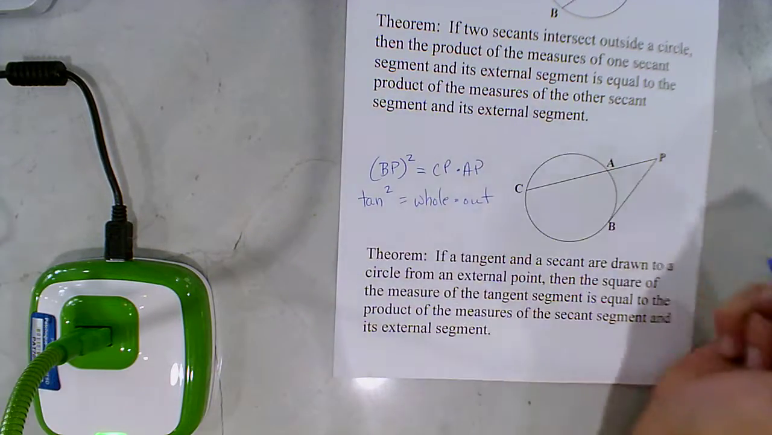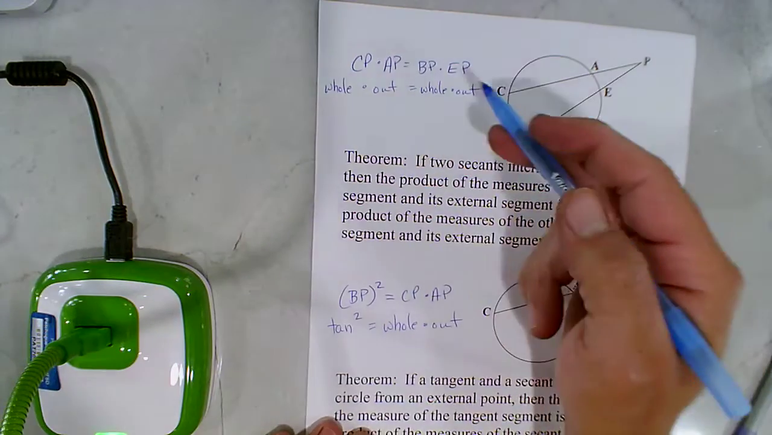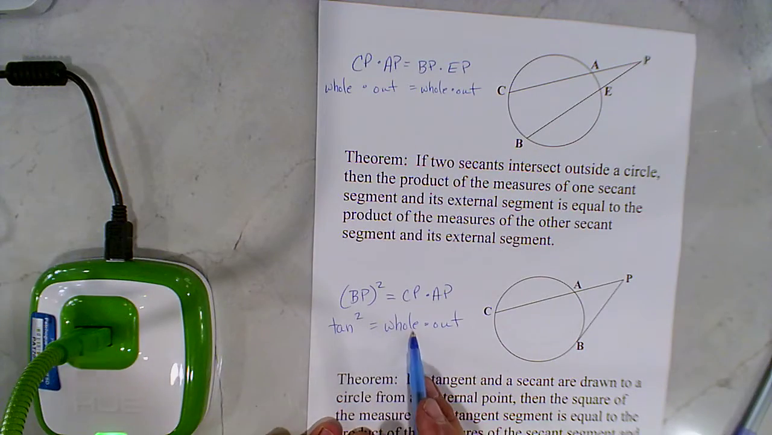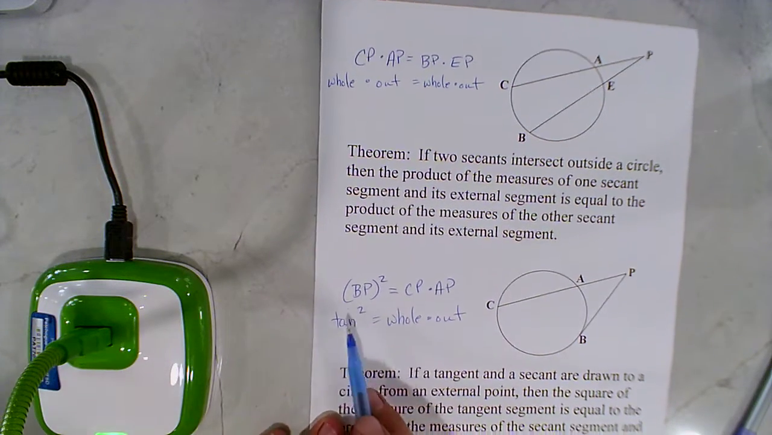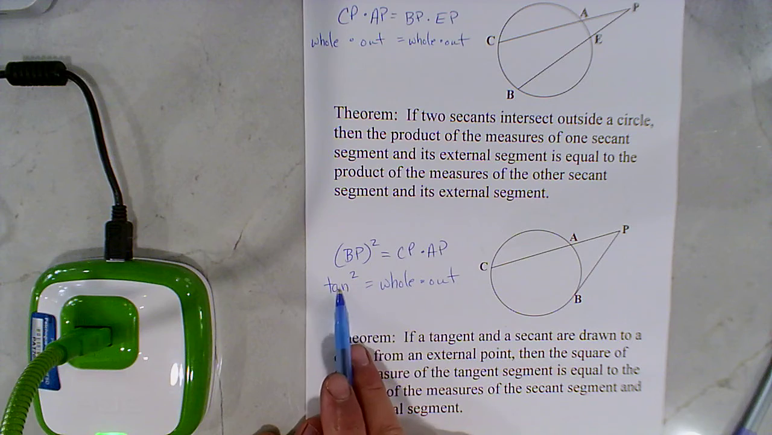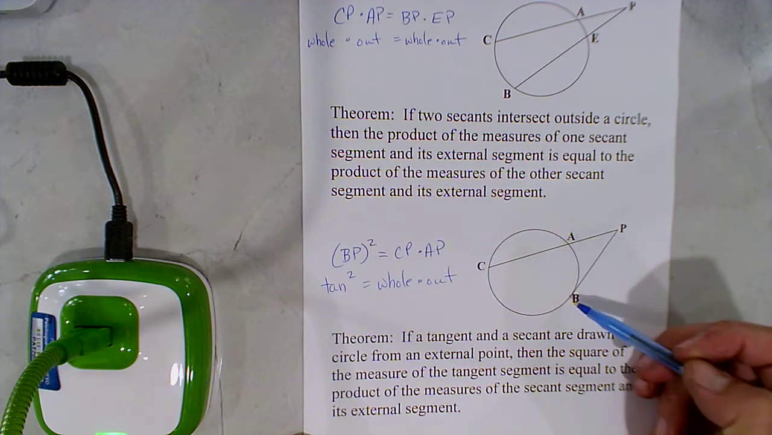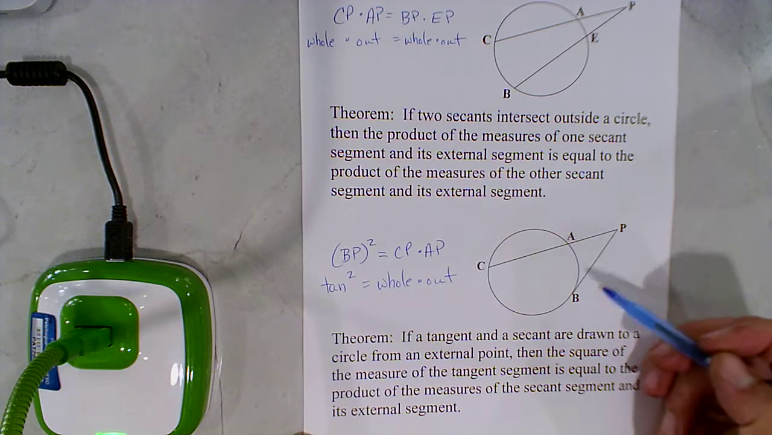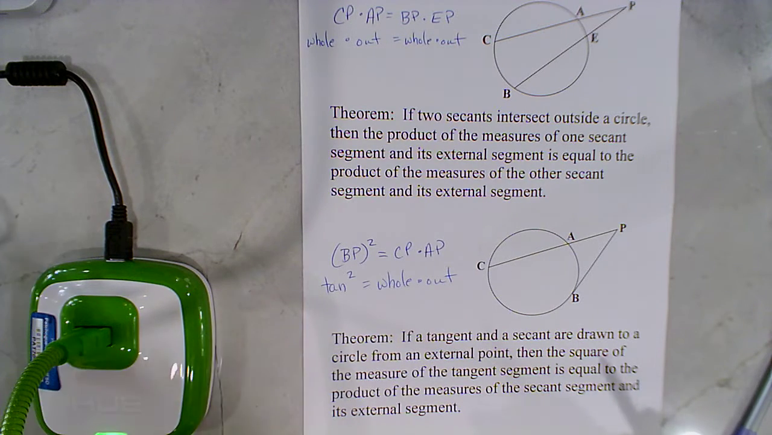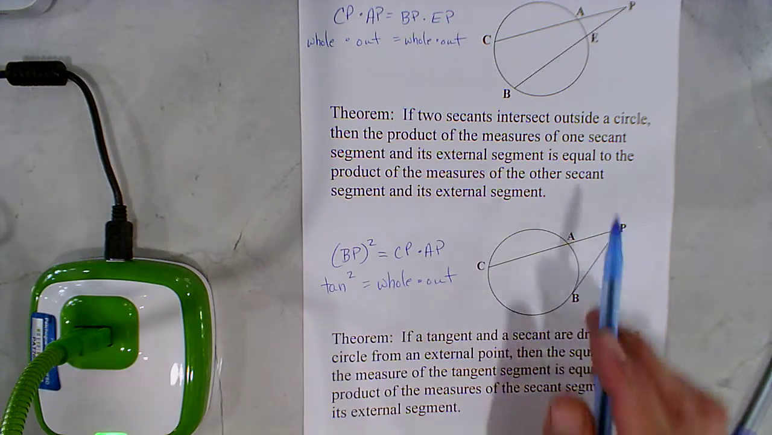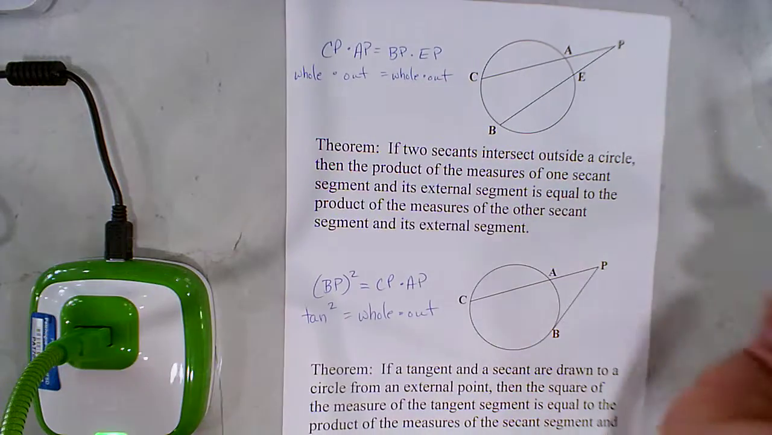Now if we were in class, I would argue that both of them are whole times out equals whole times out, and you'd give me the weird look, because that's what you do. And then we'd eventually get to the point that the tangent is the whole and it is the out. So it's really whole times out equals whole times out for both. But whatever, it's just another way to say it. So tangent squared equals whole times out for a tangent and secant, and whole times out equals whole times out for two secants.